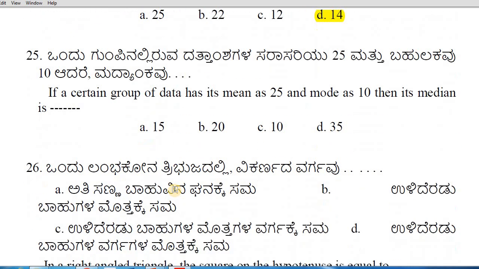Next, let us move on to the 25th question. If a certain group of data has its mean as 25, so mean is given 25, and mode as 10, then its median is. See, in this problem, all measures of central tendency are appearing. Mean is there, mode is there, median we need to find. Hence, you have to use the empirical formula: 3 median is equal to mode plus 2 mean. Simplify, and you will get the answer 20. That is option B is correct.